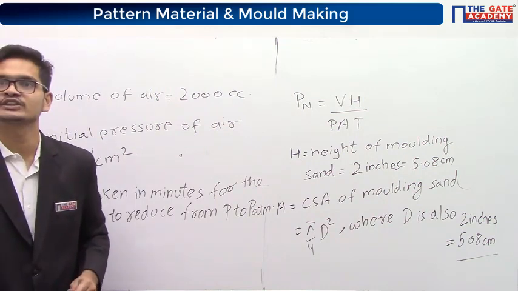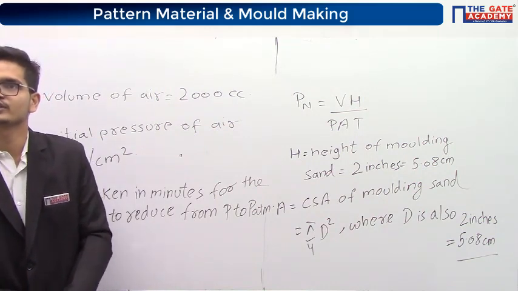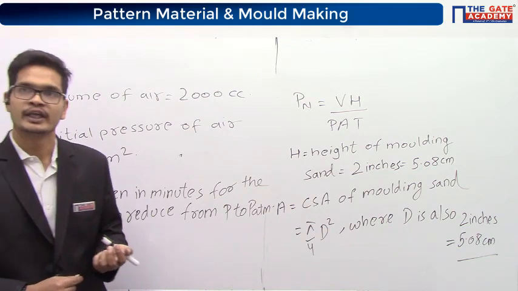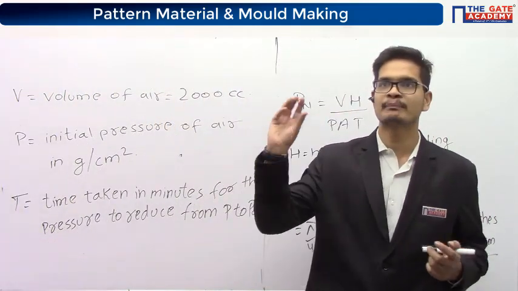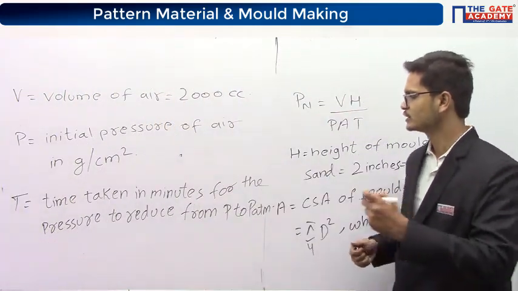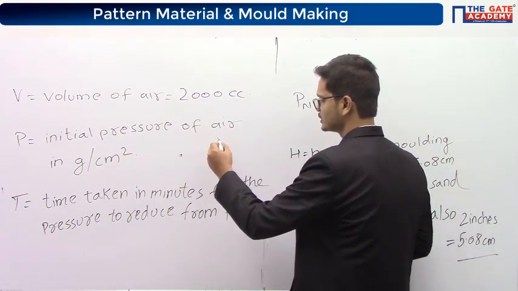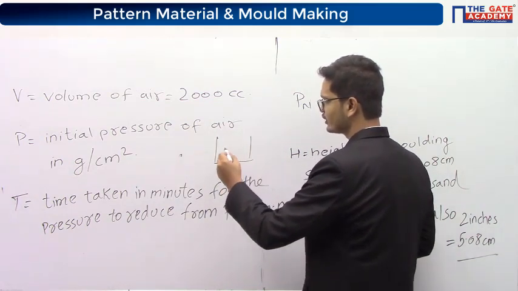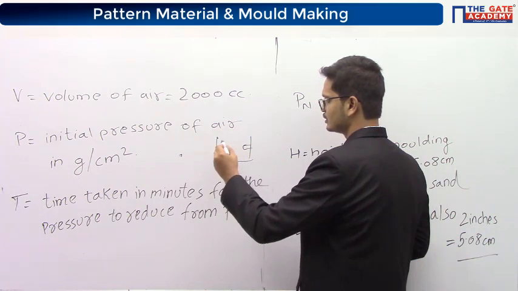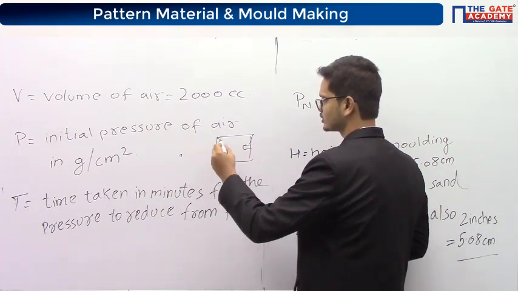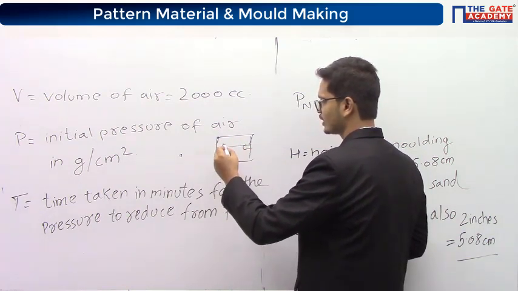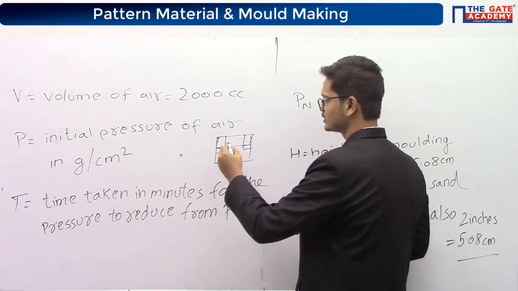Sir, area of molding sand means grain cross section area? No. Area of molding sand means the cross section area of the sample of the molding sand through which we are allowing the gases to escape. That is this cross section area.